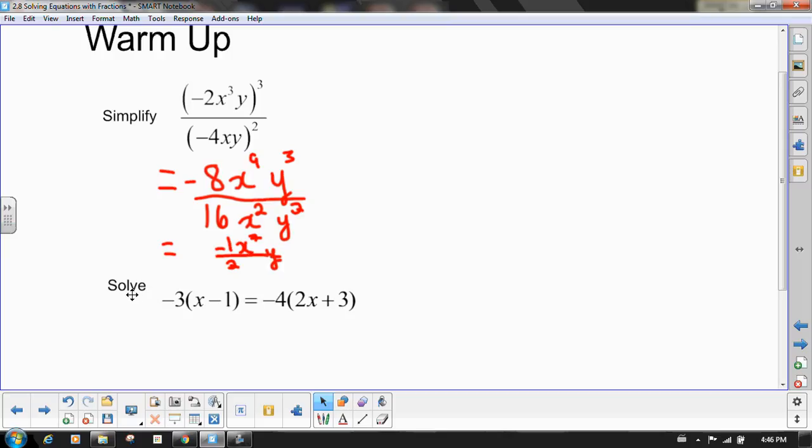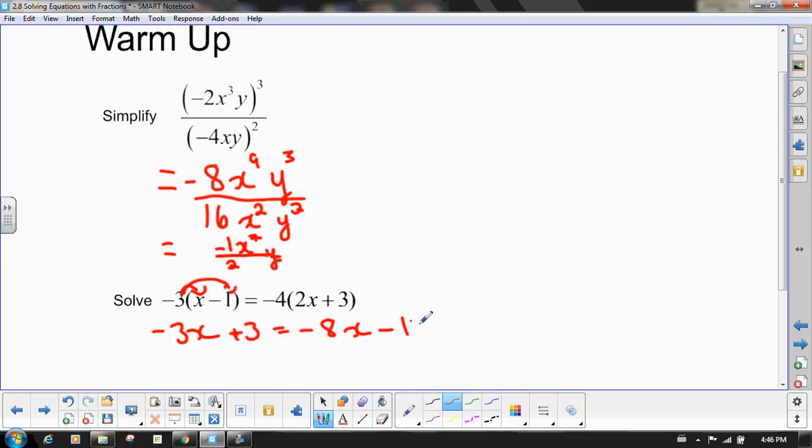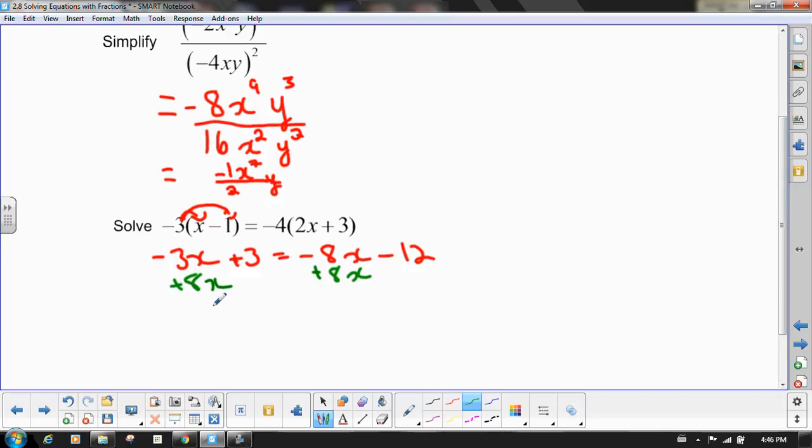All right. And as a review from yesterday, in this example, we need to first get rid of the brackets. So I'm going to have negative 3x, we're going to multiply here. And then negative 3 multiplied by negative 1 is going to be plus 3 equals negative 8x minus 12. I want that 8x over on the left side, so the opposite of subtracting 8x is adding. So I get 5x plus 3 equals negative 12.